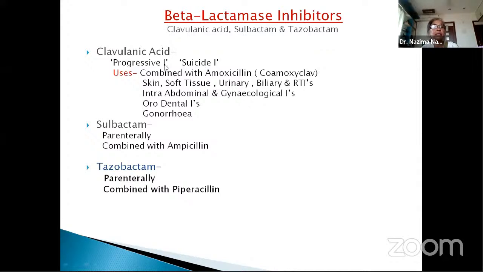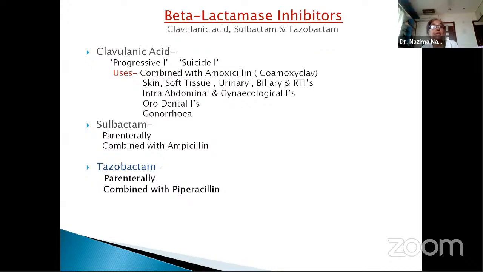Now, clavulanic acid is called a progressive inhibitor. That is, the inhibition increases with time. Initially, it is reversible. Later, it becomes irreversible. So it is also called a suicide inhibitor.